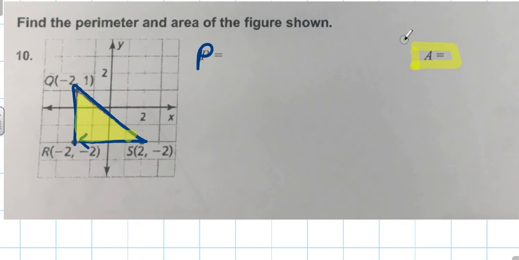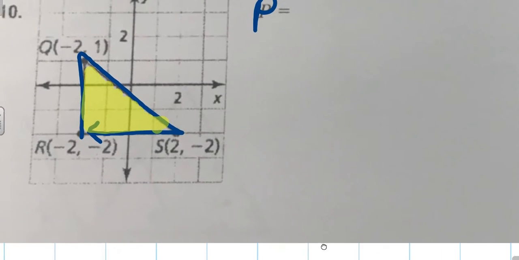To do both of these, you need all the lengths of the triangle. So it's important to get all the lengths. 2 of the lengths are very easy.